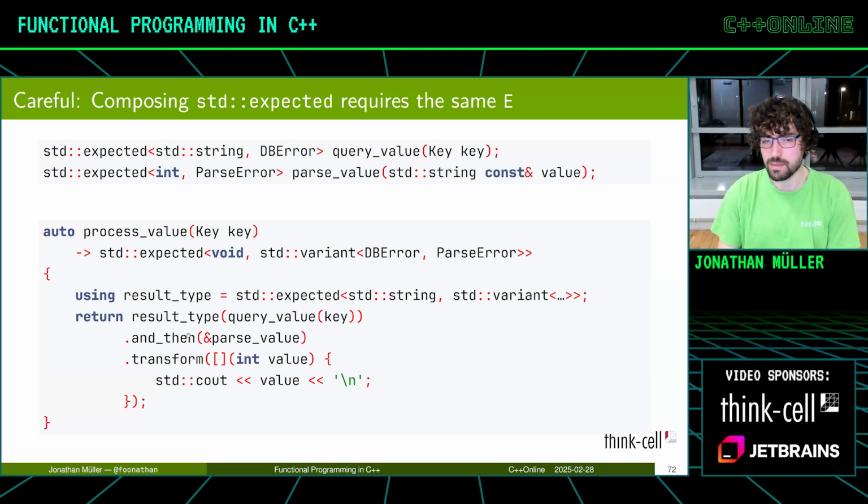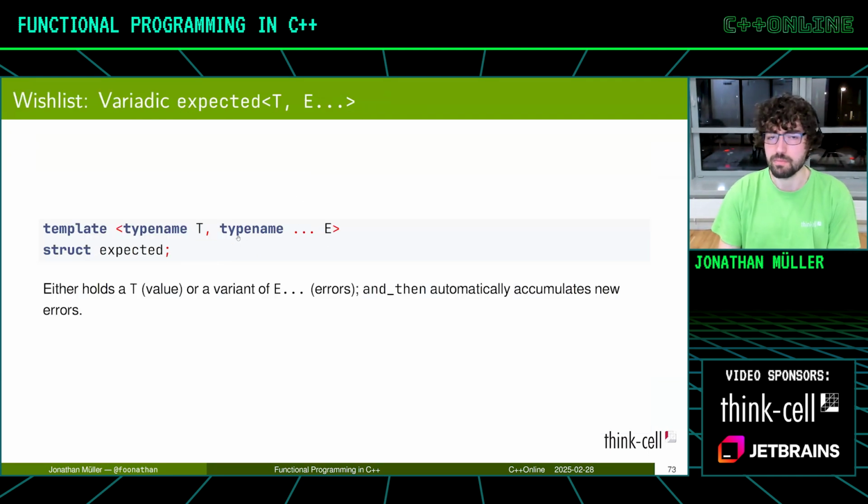We take the result, we cast it to know which error type we want, and then we pass it the value, and then we transform it. It would be a lot nicer if expected was sort of like a pack of E's, and then it either has a T or one of the errors, and then could automatically accumulate. This would be nice. But right now you sort of need a common error type for everything.